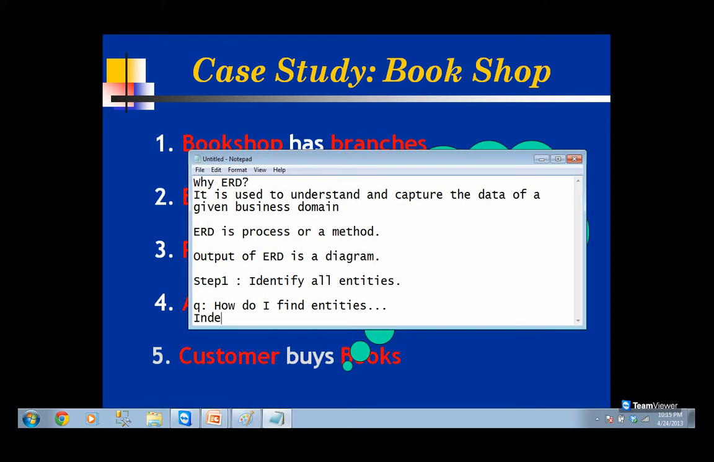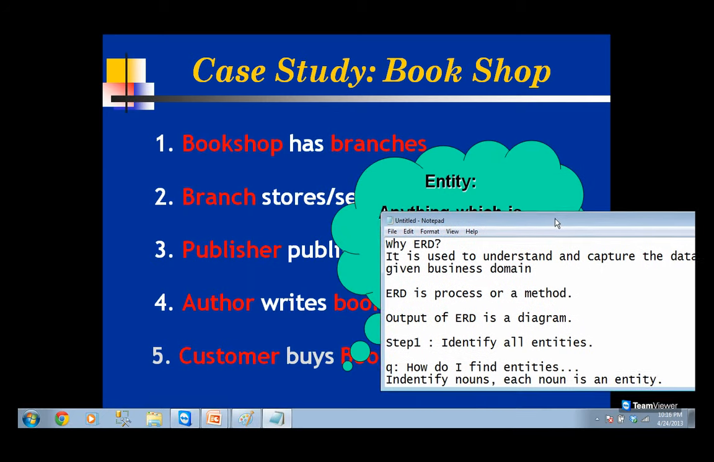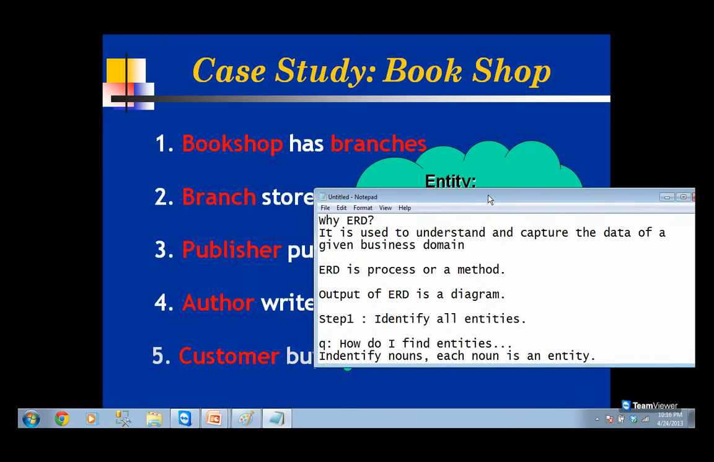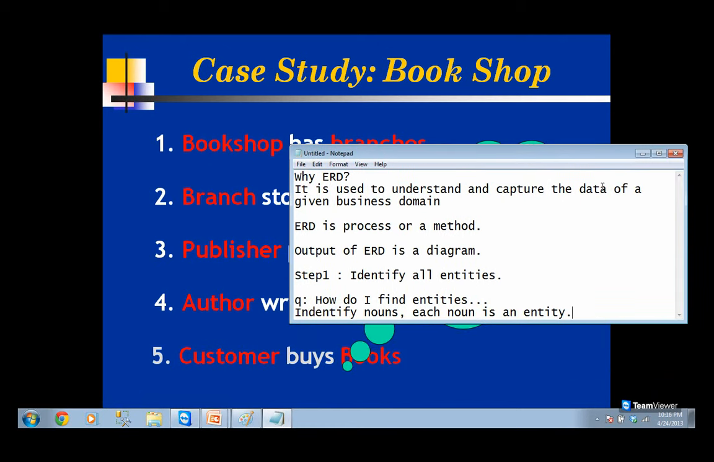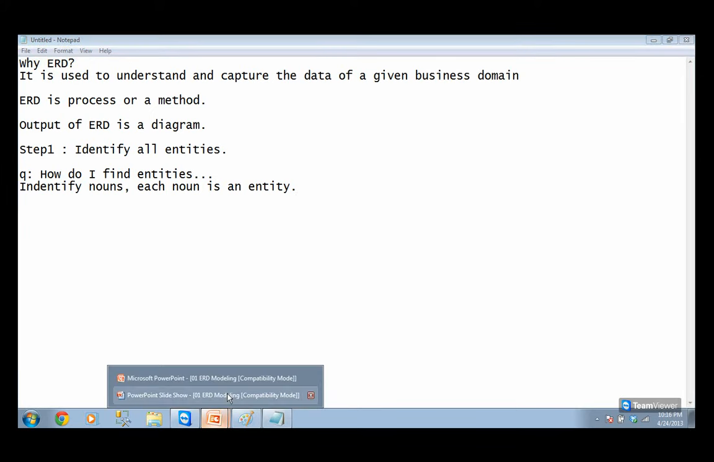The answer is, identify nouns. Each noun is an entity. That's what we have to understand. Identify all nouns. What do you mean by noun here? Bookshop is a noun. Branch is a noun. Publisher is a noun. Okay, and author is a noun. Customer is a noun. You identify all the nouns. Each and everything would become an entity for you. It is very, very simple for you to understand.